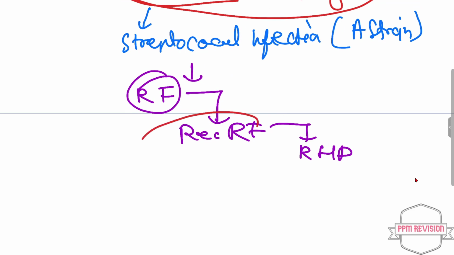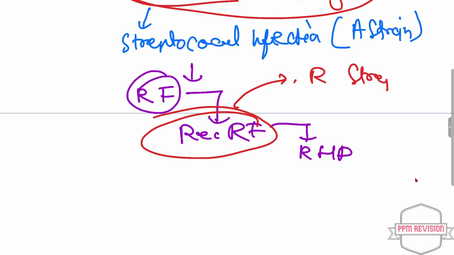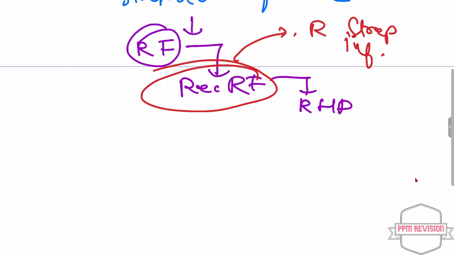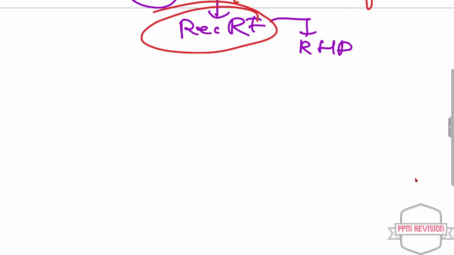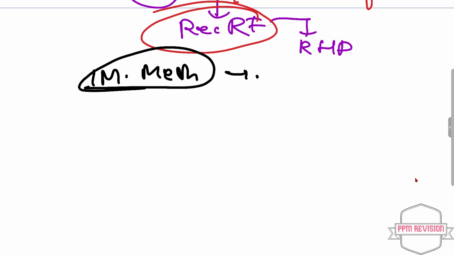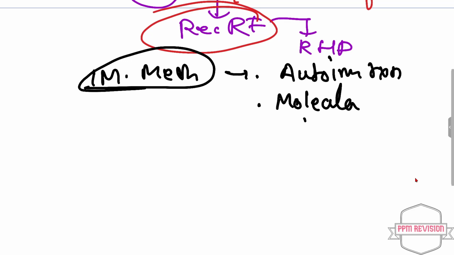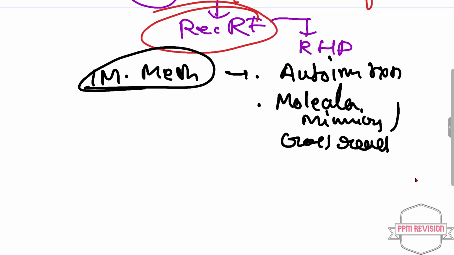So this recurrent rheumatic fever is caused due to recurrent streptococcal infection, that is known. And looking at some of the immunological mechanisms which contribute here are autoimmune reaction, as well as molecular mimicry and cross reactivity, and also exaggerated T cell mediated response.